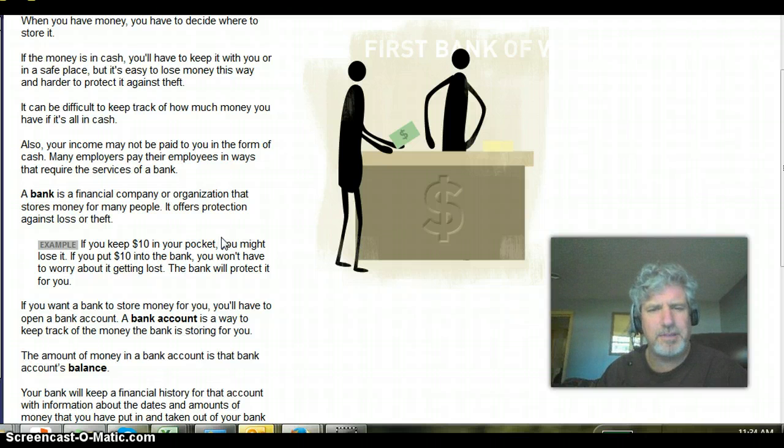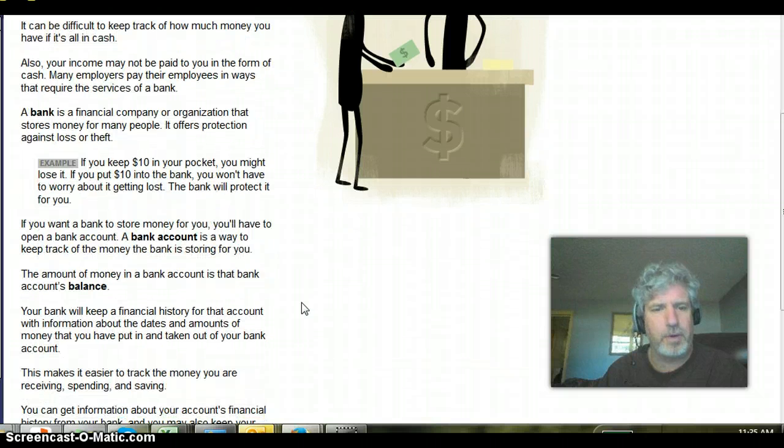If you keep $10 in your pocket, you might lose it. If you put $10 in a bank, you won't have to worry about it getting lost. The bank will protect it for you. If you want a bank to store money for you, you'll have to open a bank account. A bank account is a way to keep track of money the bank is storing for you. The amount of money in a bank account is that bank account's balance.